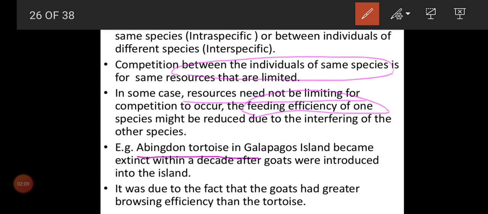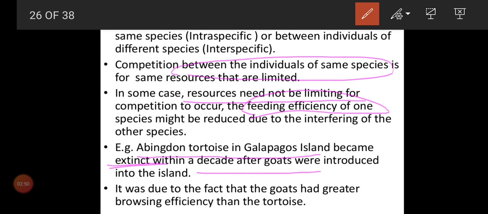Here, the Abingdon tortoise in Galapagos Island. This is a tortoise, huge in size, so we call it a giant tortoise. This tortoise is a herbivore, living on an island, eating only plants. It went extinct within a decade after goats were introduced into the island. People introduced goats into the island, and after a decade the extinction of the Abingdon tortoise occurred.